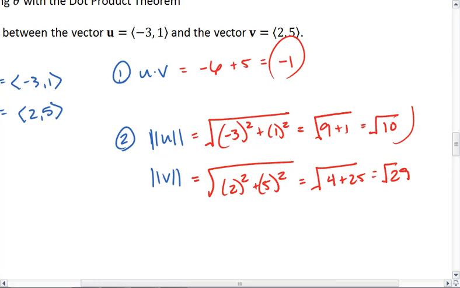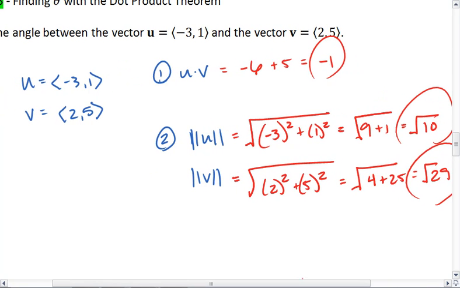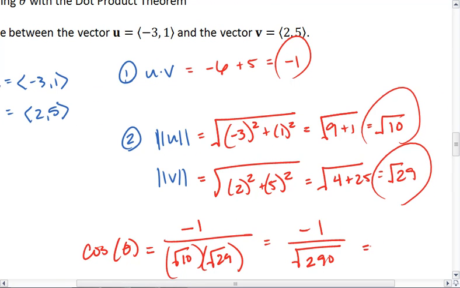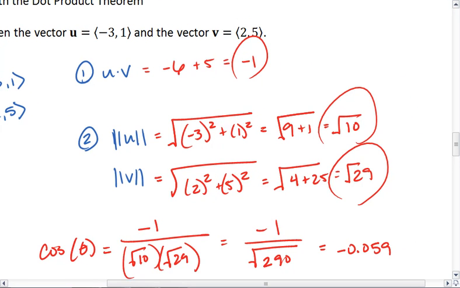Now we have these three numbers, we can figure out our dot product theorem. So we get cosine of theta is going to equal the dot product all over the magnitude of u times the magnitude of v. So we get negative 1 all over the square root of 290. Calculator magic. So we plug this in, we get negative 1 divided by the square root of 290 is negative 0.059 approximately.